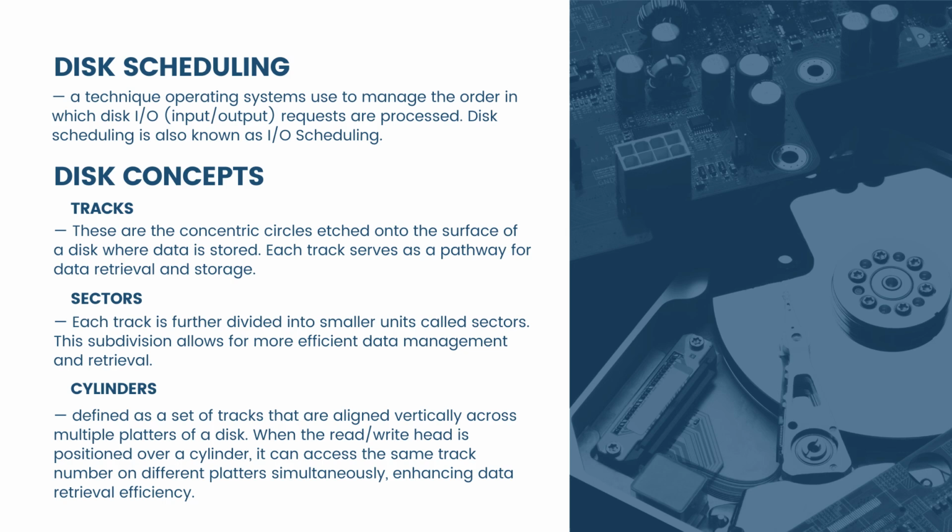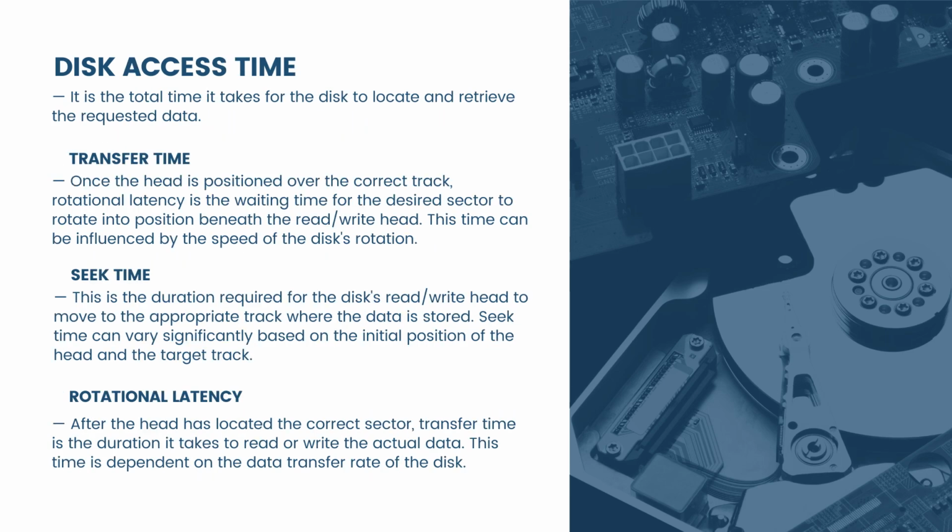First, tracks. Tracks are the concentric circles etched onto the surface of a disk where data is stored. Each track serves as a pathway for data retrieval and storage. Sectors. Each track is further divided into smaller units called sectors. This subdivision allows for more efficient data management and retrieval. Cylinders. It's defined as a set of tracks that are aligned vertically across multiple platters of a disk. When the read-write head is positioned over a cylinder, it can access the same track number on different platters simultaneously, enhancing data retrieval efficiency.